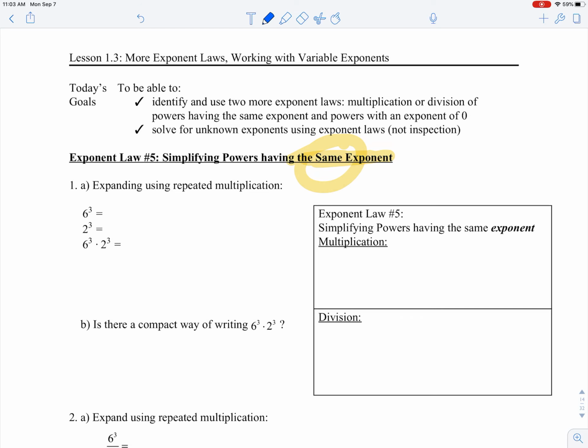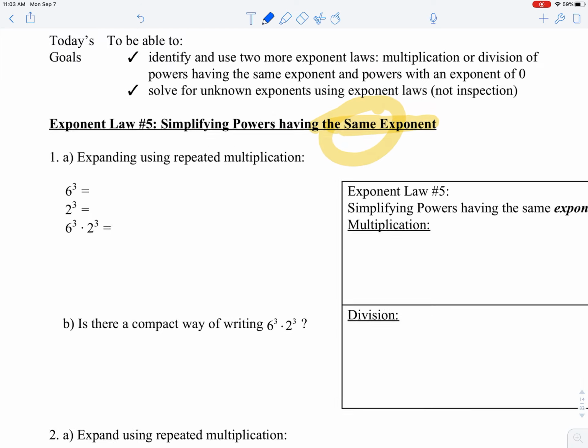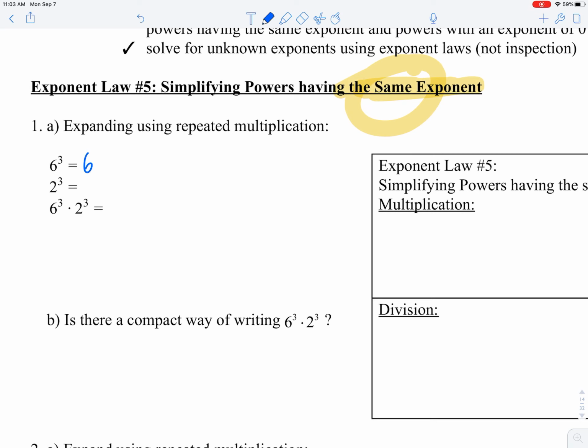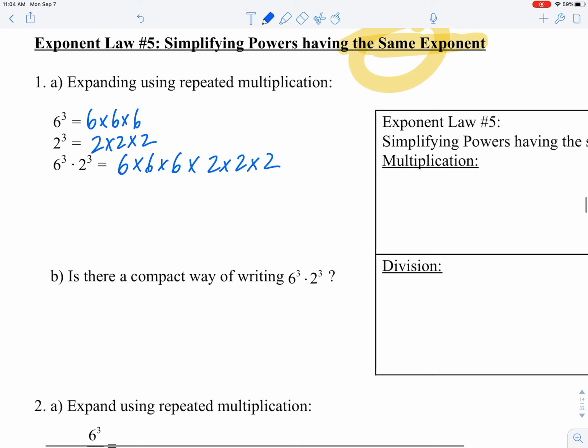1a says, let's expand these using repeated multiplication. So if I were to do that, 6 to the 3 would be 6 times 6 times 6. And then 2 to the 3 would be 2 times 2 times 2. So 6 to the 3 times 2 to the 3 would be 6 times 6 times 6 times 2 times 2 times 2. And then it asks, is there a compact way of writing 6 to the 3 times 2 to the 3? And you can stop and think.